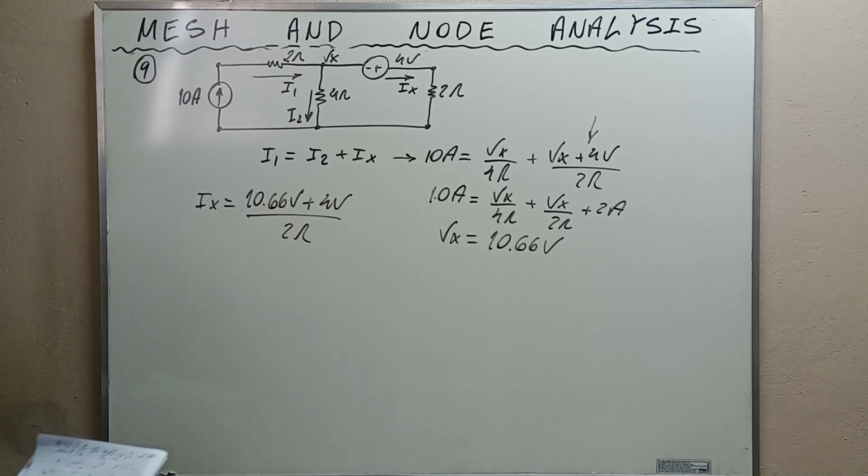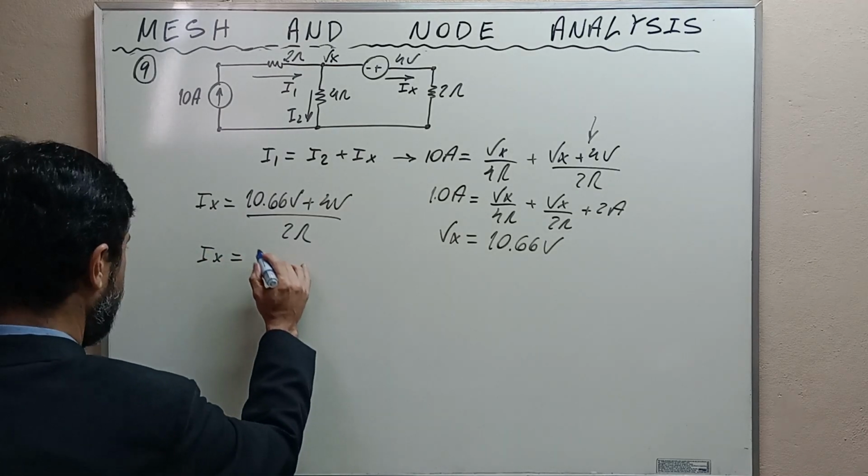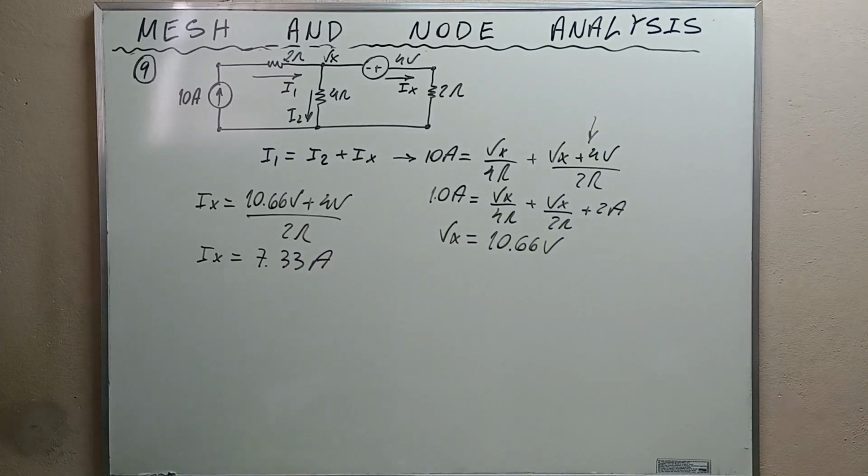And ultimately, we find that Ix is equal to 7.33 amps. Okay? And this is everything all that the exercise wants us to calculate. Thus the value of X is 10.66 volts, and the value of Ix is 7.33 amps. Okay, my friends, and this is all for exercise number 9.